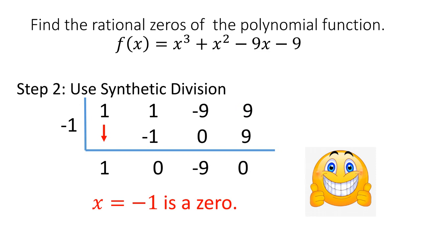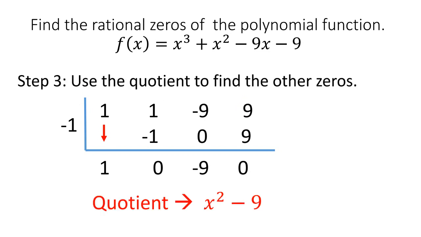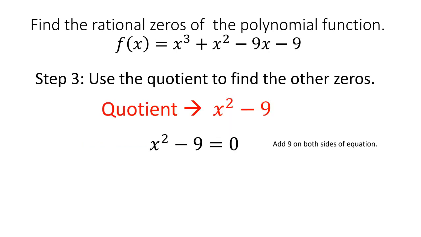And if we wanted to find the remaining zeros, okay, this is our quotient. And now our quotient is a quadratic. Now either we can factor it, or we can use the quadratic formula, or we can use our square root property to solve for x. Again, I like to use factoring, but let's go ahead and use the square root property.